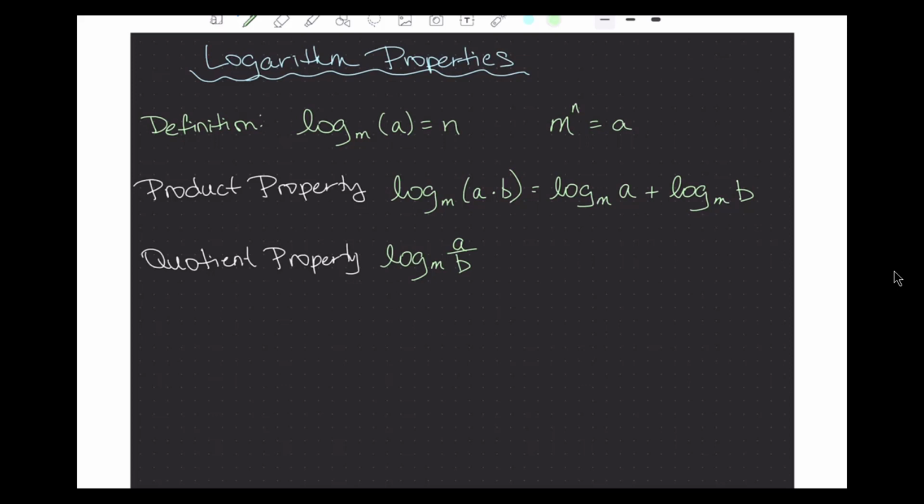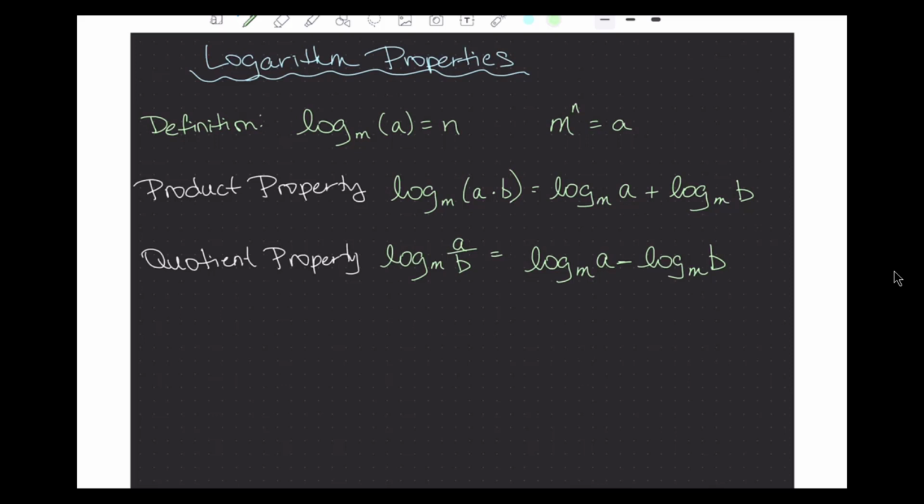So if we had log base m, let's say a divided by b. Okay. If for the product property we add the 2 logs together, what do you think the quotient property is going to be? What do you think we're going to do? Instead of add, we're going to subtract. Yep. So we would have log base m of a minus log base m of b.